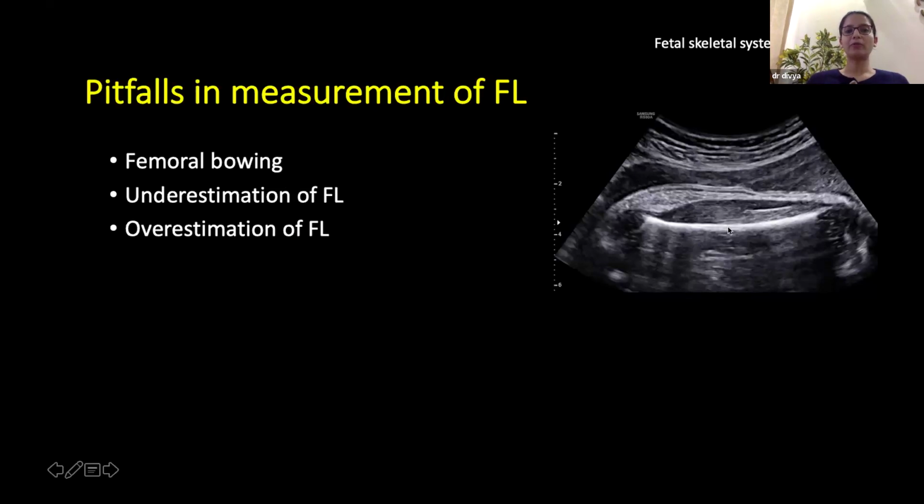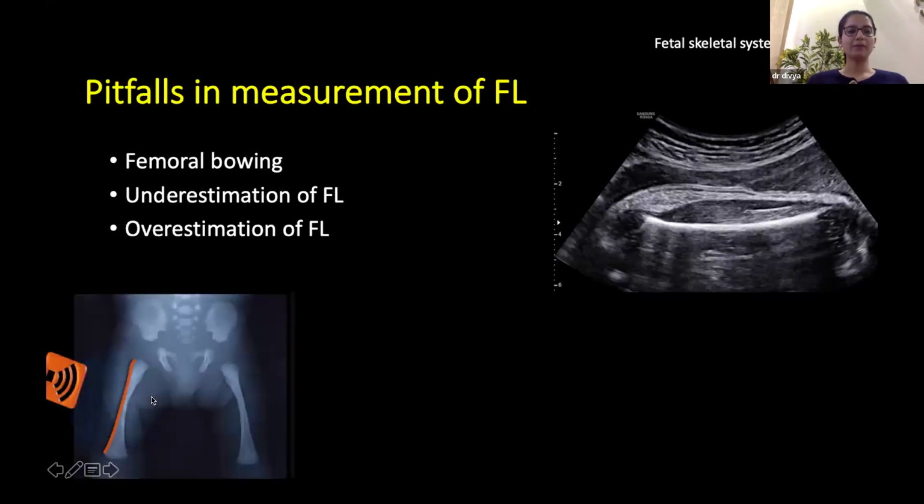We can get a false impression of femoral bowing. As you see in this case, there appears to be mild bowing of the femur, and this can happen when we are insonating the femur from the lateral aspect of the leg. As you see here in this radiograph, the femur is not like a straight bone. It has its contours. If we insonate it dead laterally, we can get this mild bowing kind of appearance, as you see here.